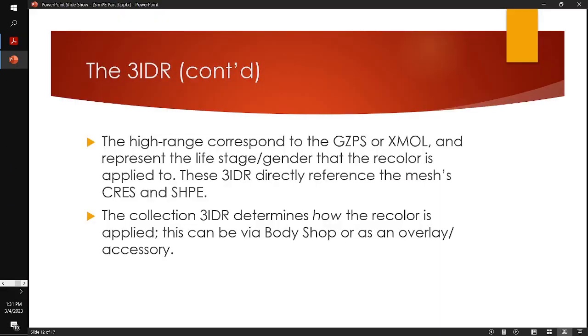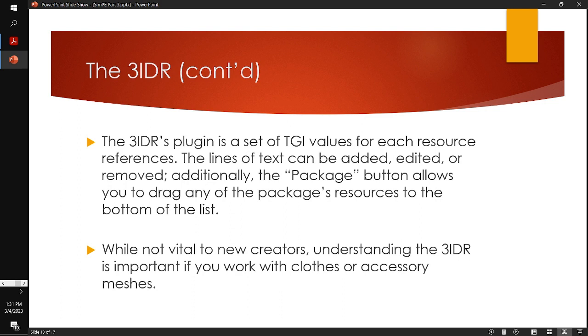Okay, so that's the 3IDR. The 3IDR's plugin is just a set of TGI values for each resource referenced. The lines of text can be added, edited, or removed. Additionally, the package button allows you to drag any of the package's resources to the bottom of the list.